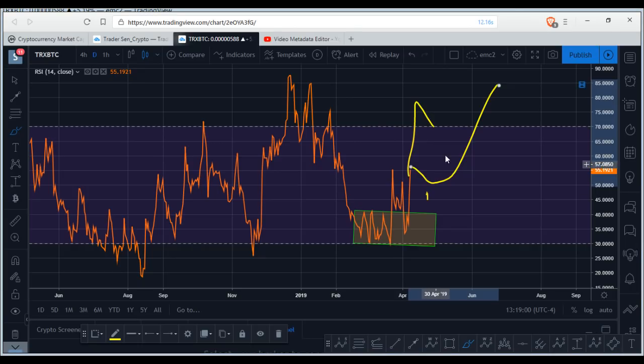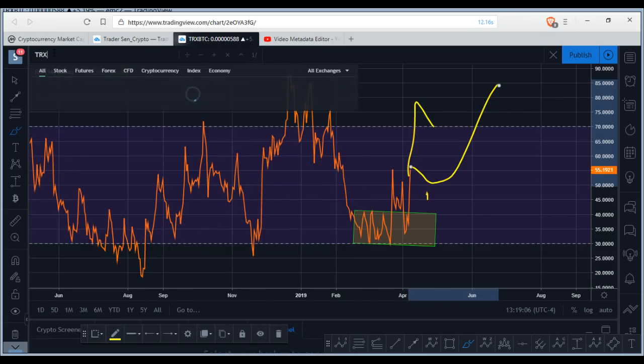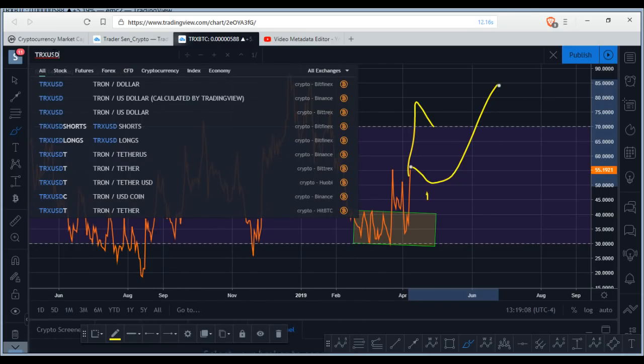So let's go ahead and take a look at Tron USD, right? Tron USD, TRX USD. Thank you, KW.